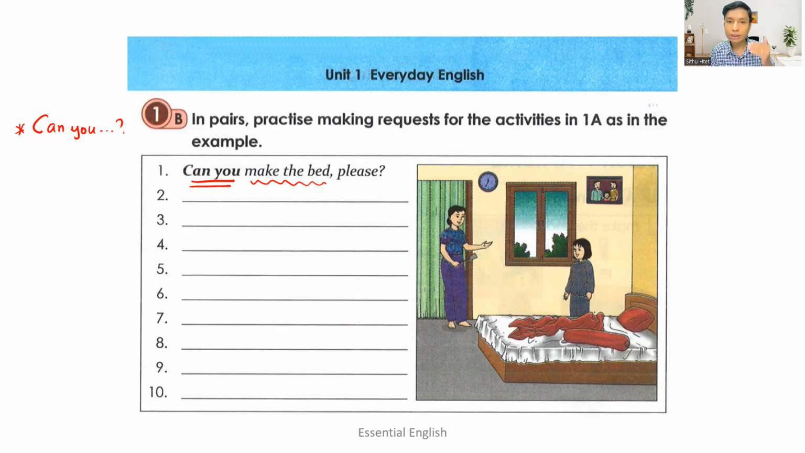So you have to use the activities to write sentences. You have to make requests for the activities in exercise 1. When you make requests, you can use the form can you. For example, can you make the bed, please? And for the second activity, tidy up the desk, you can say, can you tidy up the desk?